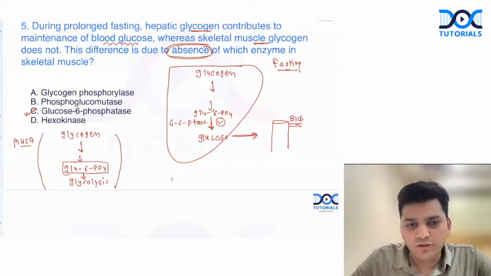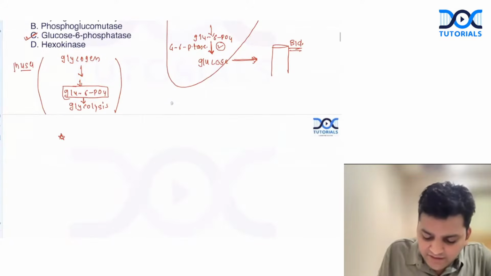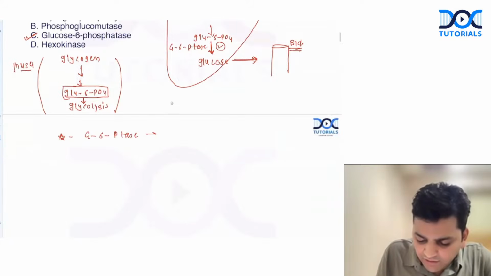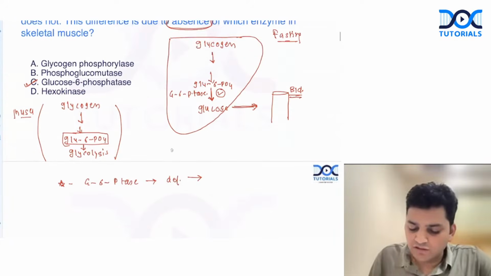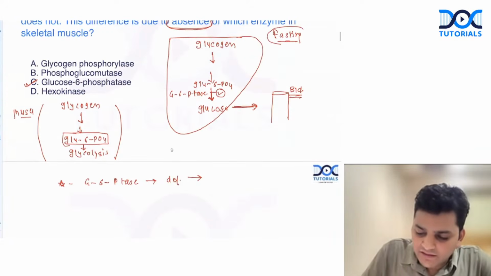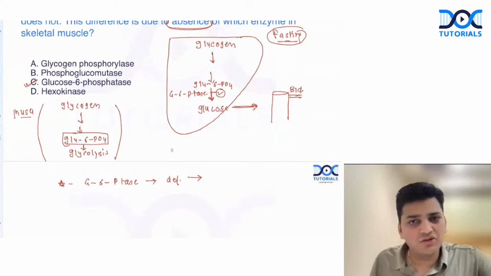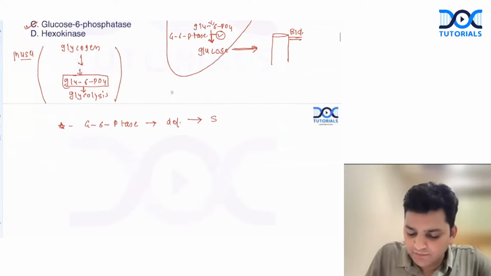Now, can you tell me, if glucose 6 phosphatase deficiency is there in the liver, by chance, if this enzyme is not there in the liver, then which disease will happen? If the glucose 6 phosphatase is deficient, then in the fasting state, the liver will not be able to make the glucose and the patient will develop severe hypoglycemia.